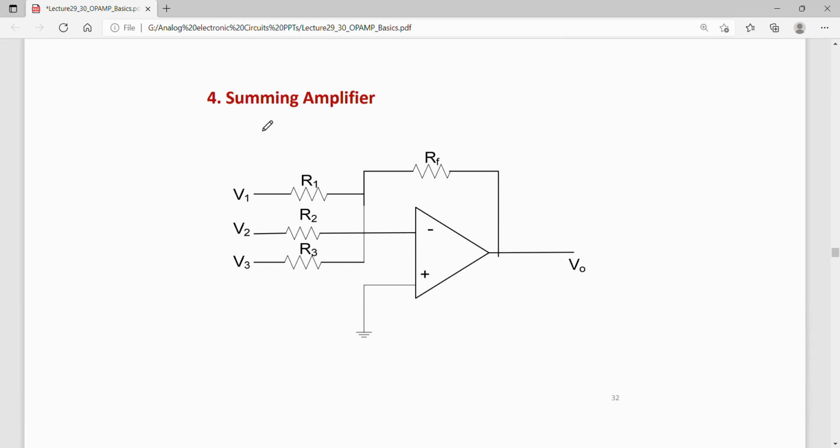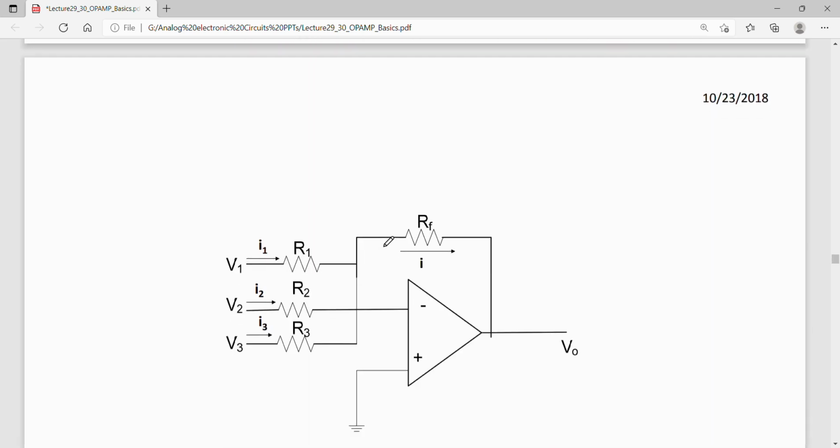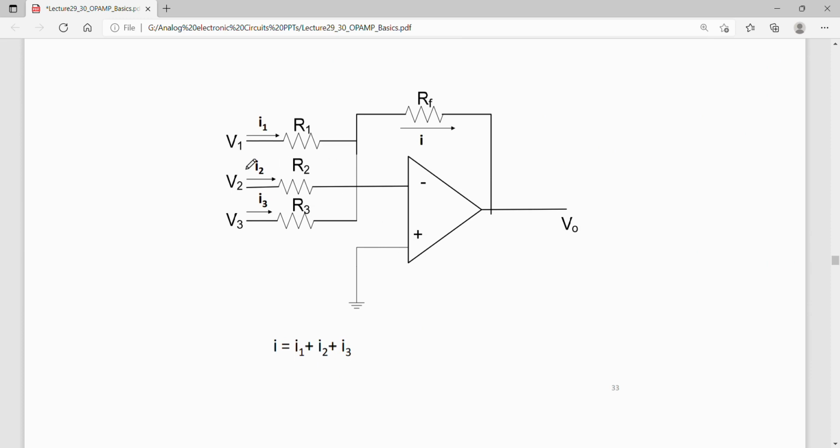Then using this op-amp one can also make a summing amplifier, that is, I want my output V naught to be equal to the sum of the inputs. This is true when all the resistances R1, R2, R3 and RF are equal. KVL can be applied knowing that the currents through R1, R2 and R3 are I1, I2 and I3, and all these currents, I1 plus I2 plus I3, go into RF as I.